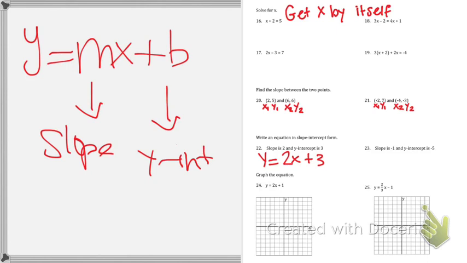On number 23, it says the slope is -1. Y equals -1x. My y-intercept is -5, so instead of having +5, it's going to say -5. Now, you could also write it as y equals -x minus 5. Okay? Those are the same thing. If your slope is 1, you really don't have to put that 1 because it's kind of understood, right?